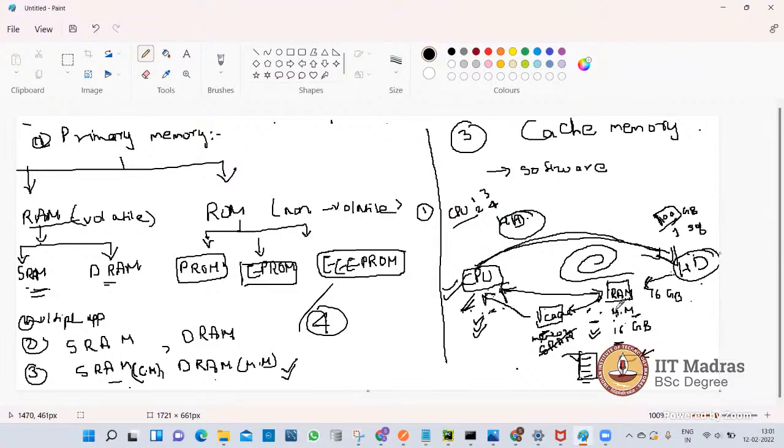Yeah, so in the primary memory itself we have RAM. After that, RAM is subdivided into SRAM and DRAM, whereas the main memory is used here in between the HD and the CPU. But if we talk about the cache memory, here we are using the SRAM. They are both types of RAM only, right? This DRAM and SRAM are both types of RAM only.